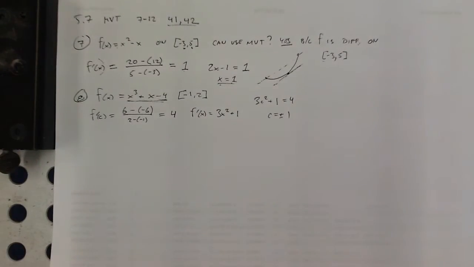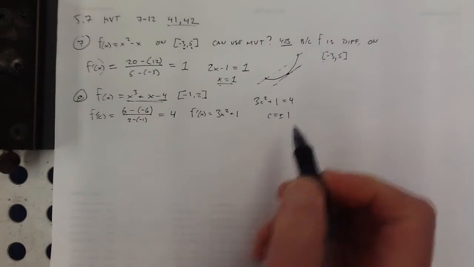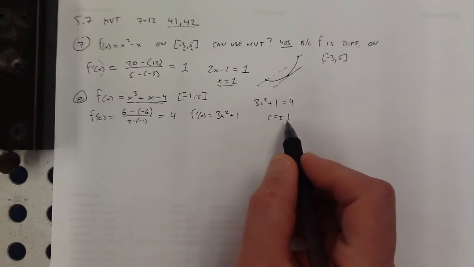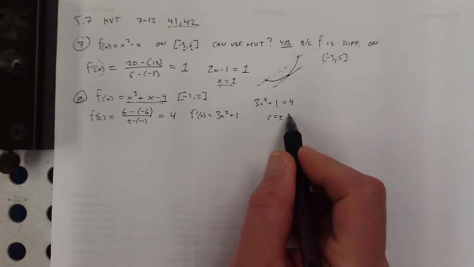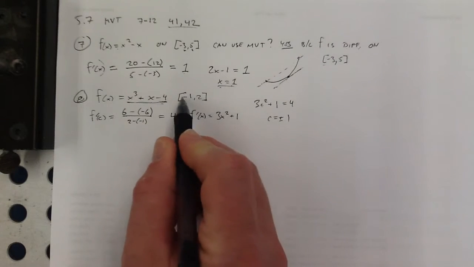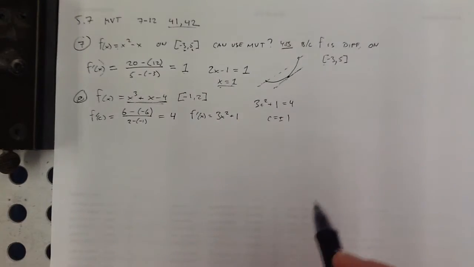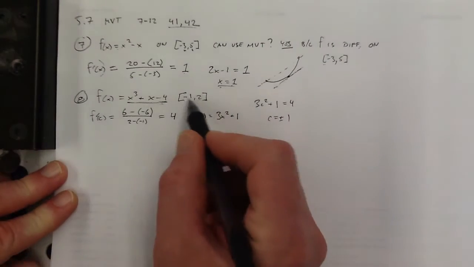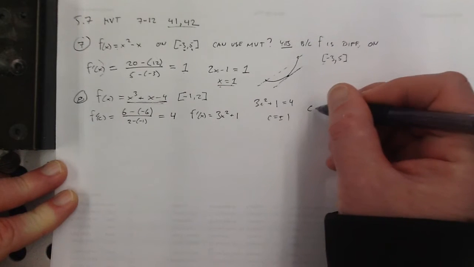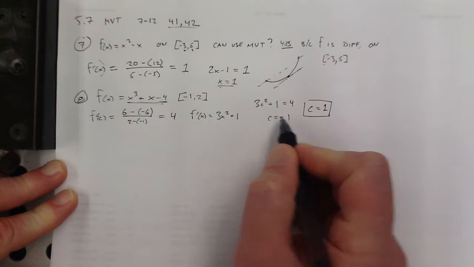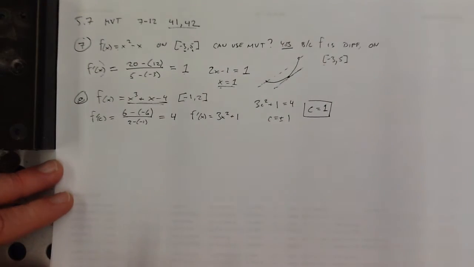Now, what does the mean value theorem guarantee? Are both of these answers? No. The mean value theorem guarantees that there is a point internal to this interval, in other words, not the endpoints. The mean value theorem doesn't say anything about the endpoints. It guarantees a c inside this interval. So the one that the mean value theorem guarantees is c equals 1, not the negative one, even though the negative one's right at the edge of that.